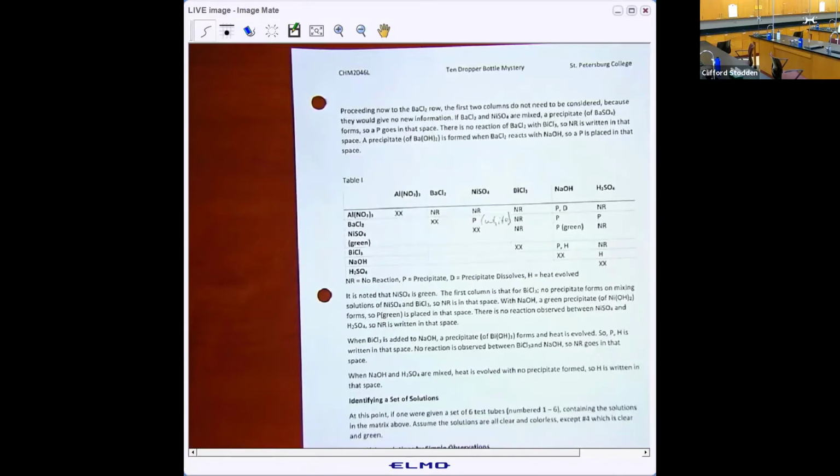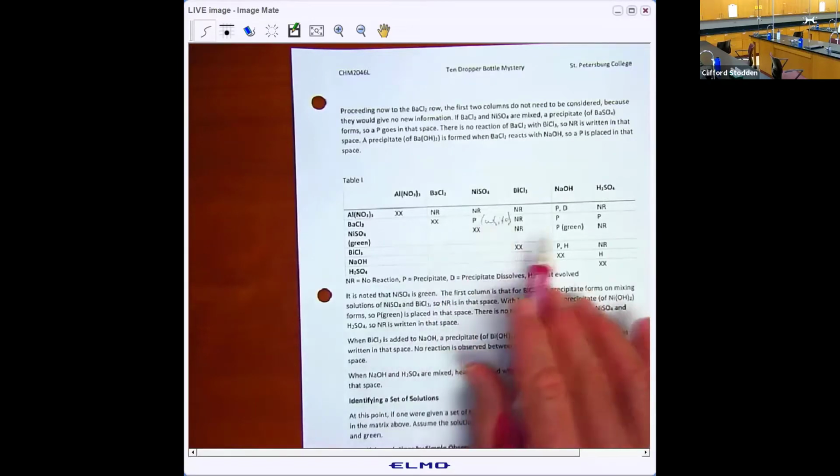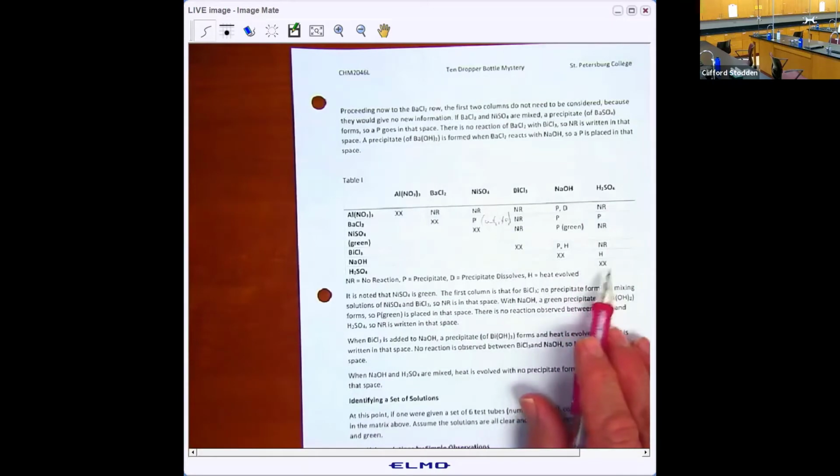And that's one way of preparing a table like this. But the other way is just to actually mix the solutions together and see what happens. And that's what we're doing today. So you can see all the possible combinations that have been done here.